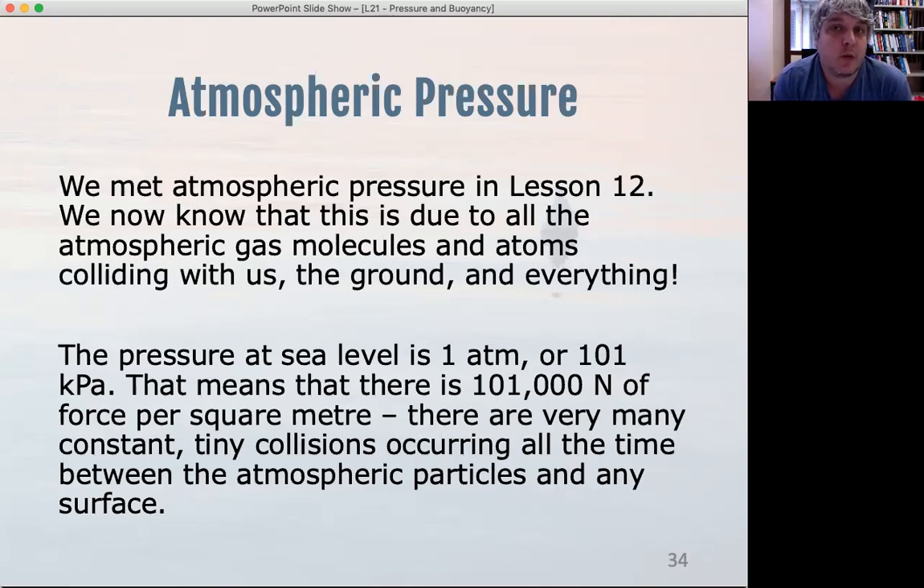101,000 newtons of force. And we're talking about these tiny, tiny atoms and molecules. Remember how small they were, right? 10 to the negative 27, 30, tiny, tiny amounts of kilograms. But there are so many of them constantly colliding and constantly changing their momentum and thus constantly imparting a force on the object they're hitting that we get this constant pressure of 101,000 newtons per square meter.